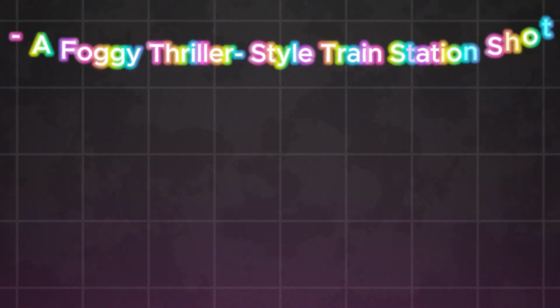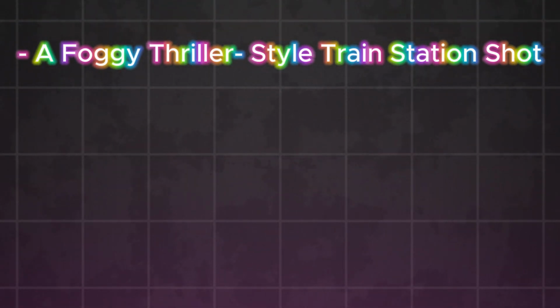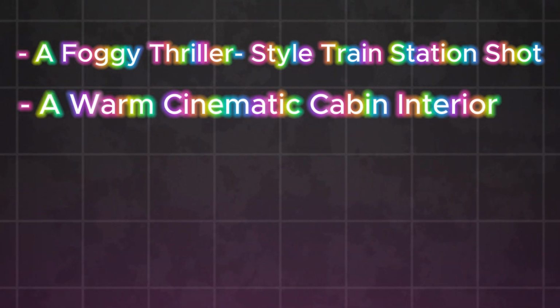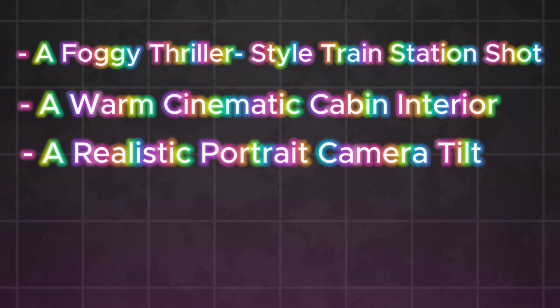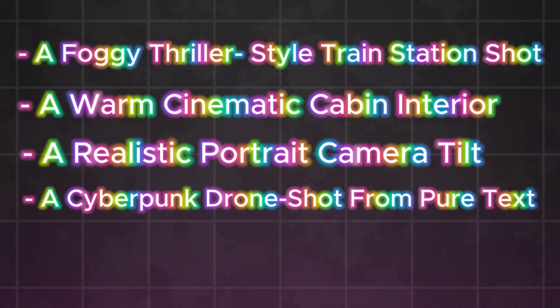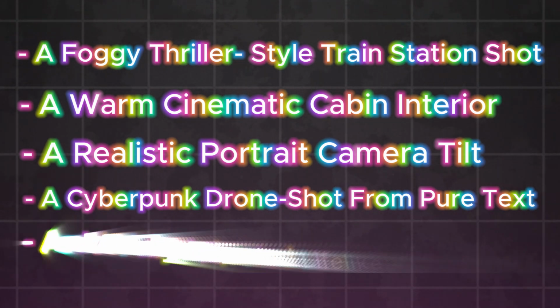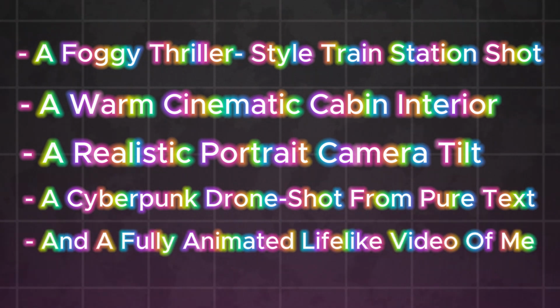In less than 10 minutes, we built a foggy thriller-style train station shot, a warm cinematic cabin interior, a realistic portrait camera tilt, a cyberpunk drone shot from pure text, and a fully animated lifelike video of me, all using one tool. Now, I want to know, which feature impressed you the most?